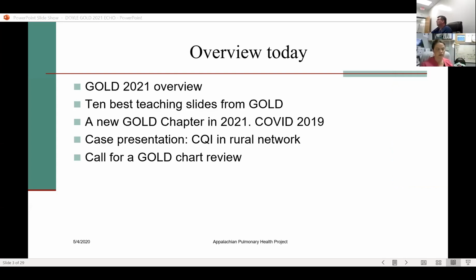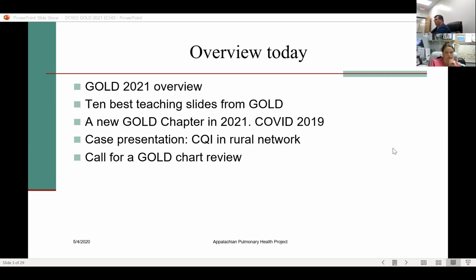The big change for Gold from Gold 2020, Gold 2021, is that they have a new chapter, and not surprisingly, that new chapter is all about COVID. So we'll go through that. That'll end the didactic, and hopefully we can have a few questions or comments, or maybe people pointing out things that I left out. And if you pay close attention, you'll see there's some important things left out.